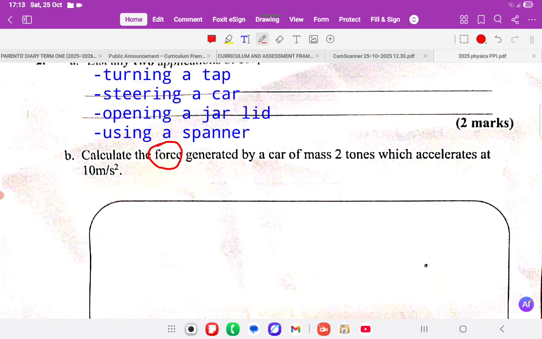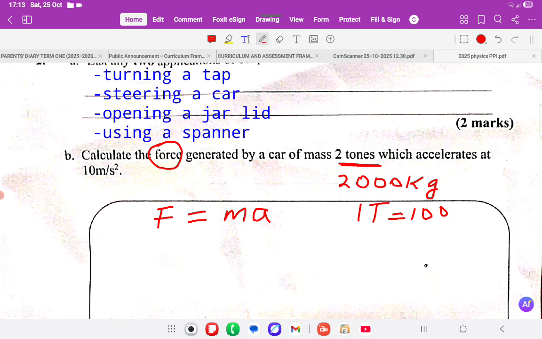Force is a push or pull, but that's quite a childish definition of force. It needs to be remembered that force is simply the product of the mass of a body multiplied by its acceleration. So in this case, we are told mass is 2 tons. 2 tons means 2,000 kgs because 1 ton is 1,000 kgs.